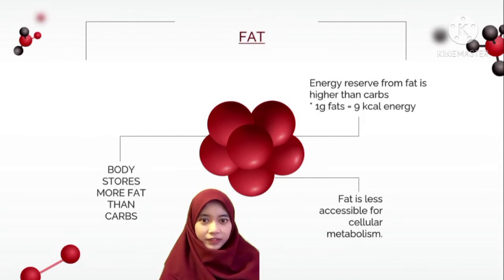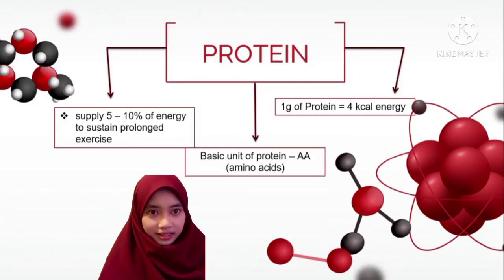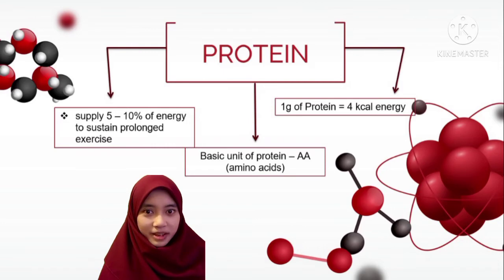Second is fat. For your information, the body stores more fat than carbs. Energy reserve from fats is higher than carbs. 1 gram of fat is equal to 9 kilocalories of energy. In addition, fat is less accessible for cellular metabolism. Next, I will explain about energy measured in protein. Protein supplies 5 to 10% of energy to sustain prolonged exercise. At the same time, 1 gram of protein is equal to 4 kilocalories of energy.